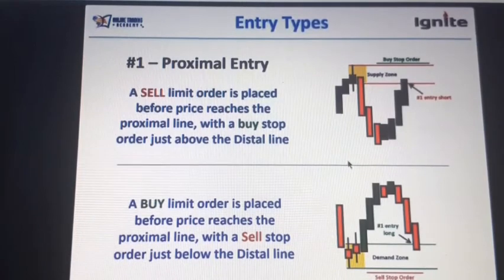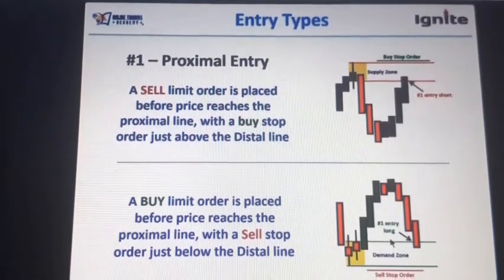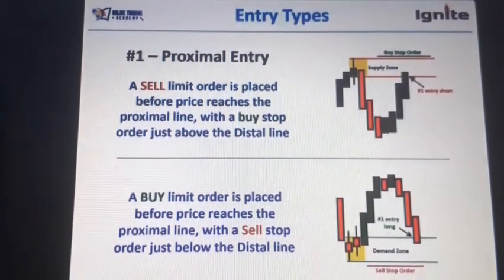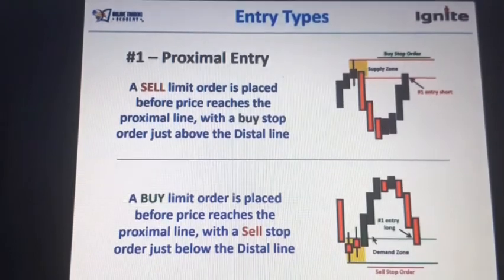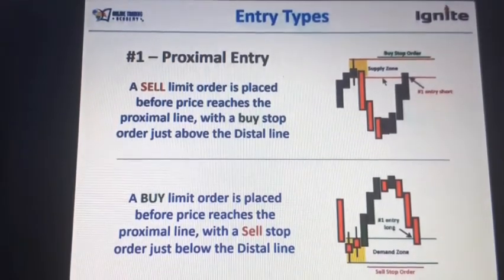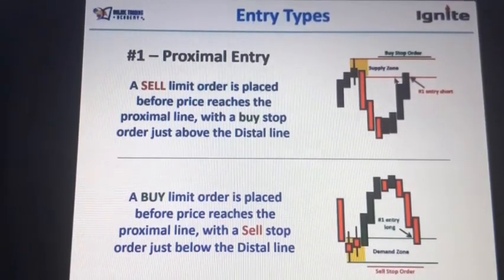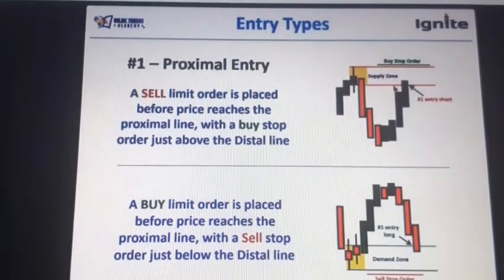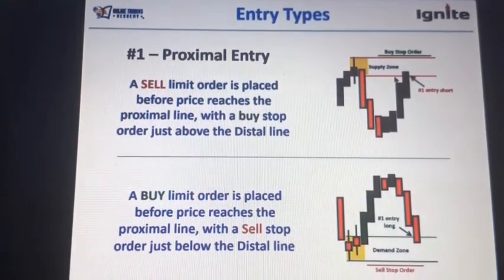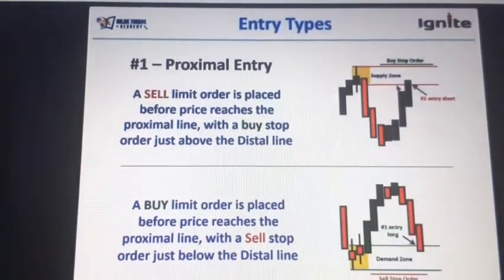So this is your proximal entry, where you take entry at the proximal line or just above the proximal line for your buying, and for your selling you take your entry at the proximal line or just below the proximal line in case of a supply zone. It's just a stop order. That's it. It's just a stop loss that you put.